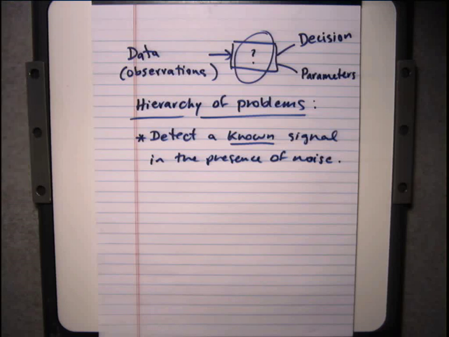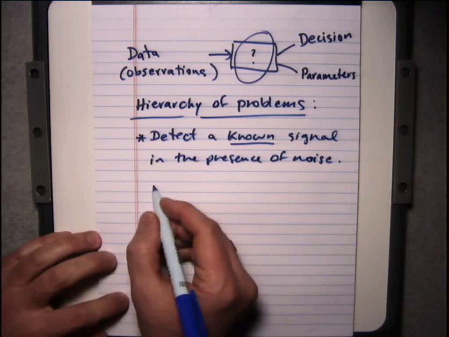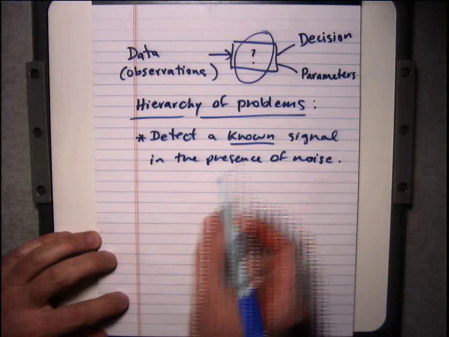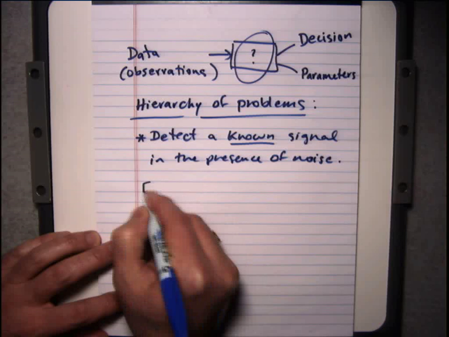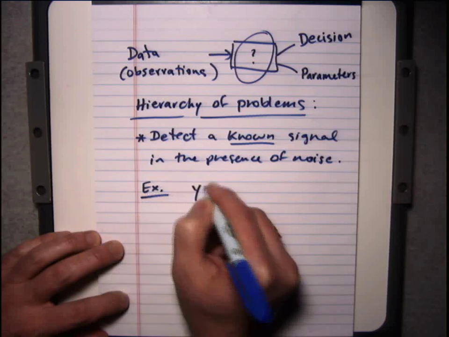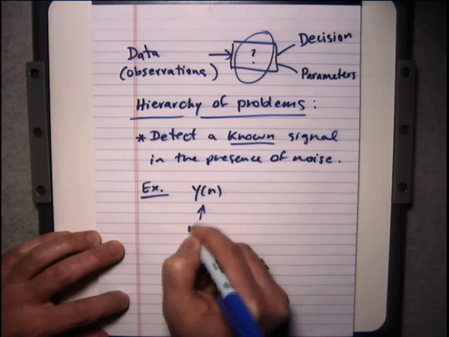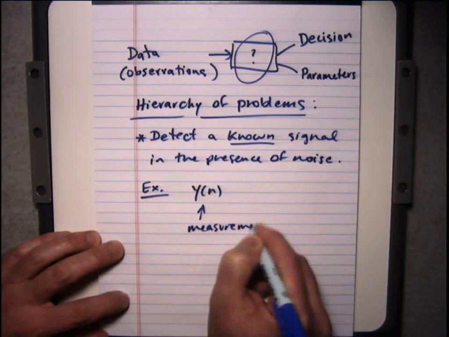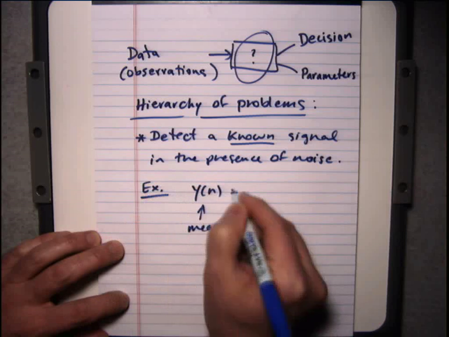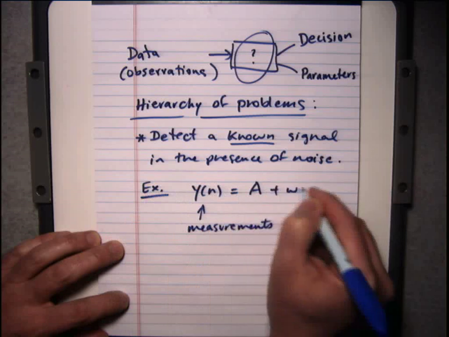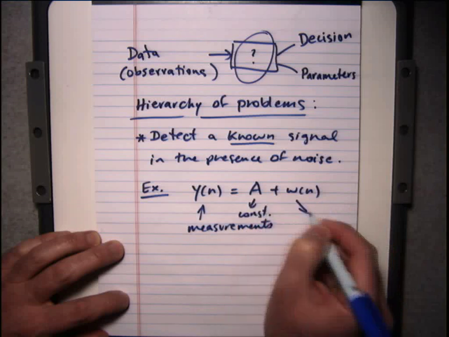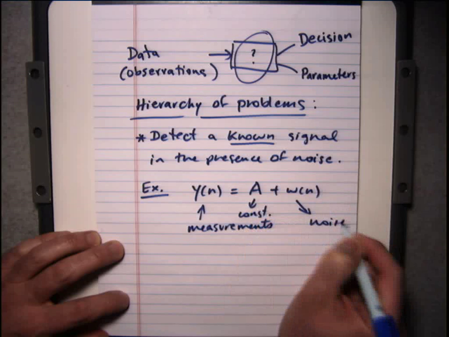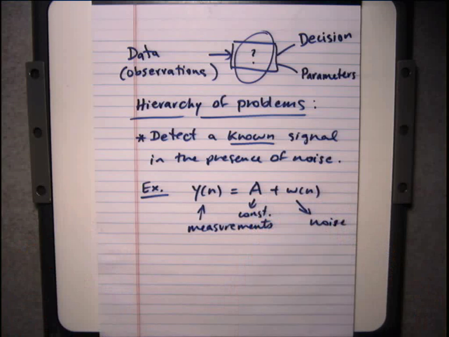So let me give you an example of a signal detection problem where the signal is known. So as an example, consider these data points. So these are measurements. Let's say these are some constant plus noise. So this is a constant, and this is noise. Okay, so this could be just some constant value you're trying to measure.